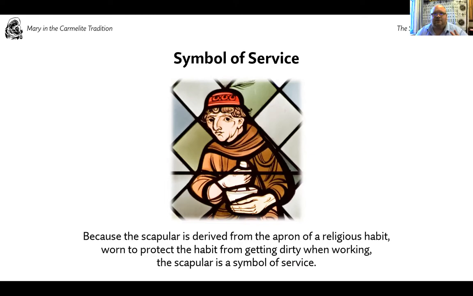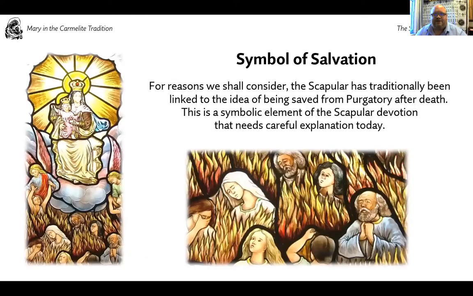And the scapular, as I said, is a symbol of salvation. It's traditionally been linked to the idea of being saved from purgatory after death. This is an image from a stained glass window in Spain. Here is Our Lady and the infant Jesus with these poor souls in purgatory calling out to her for salvation. Now that's a symbolic element that frightens some people, and it does need some careful explanation today, and we're going to look at it more deeply later.